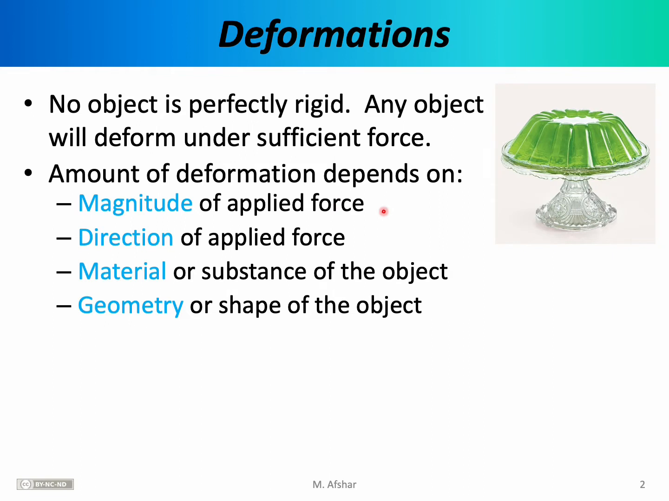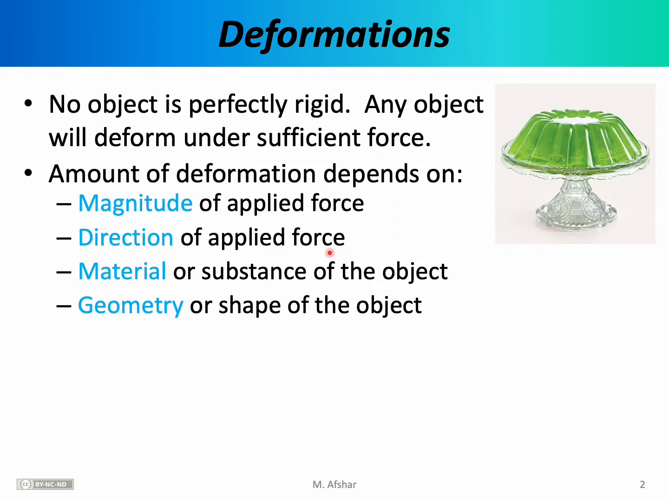Obviously, a small force of 10 or 20 newtons is not really going to deform a block of steel, but a much larger force would have a noticeable effect. The direction of the applied force is also important. If you have a rod of steel, for example, and you pull on this rod in one direction, you could stretch it. If you apply the force in the opposite direction, you could compress it. If you apply the force perpendicular to the rod, you could bend it.